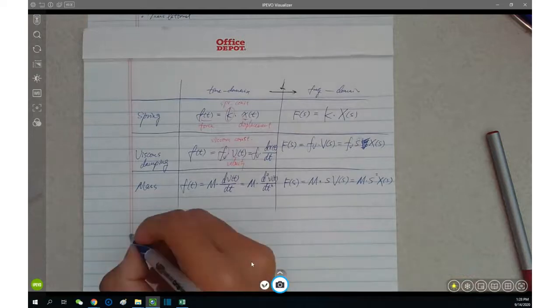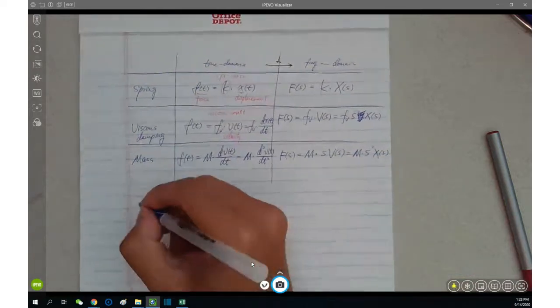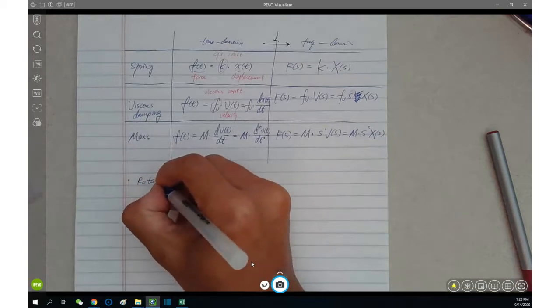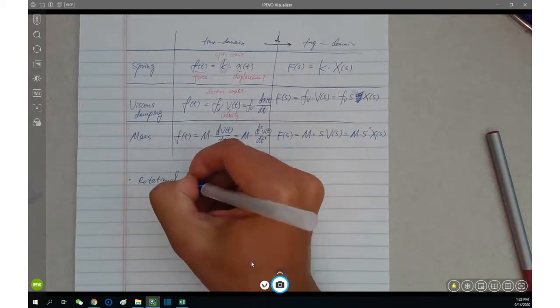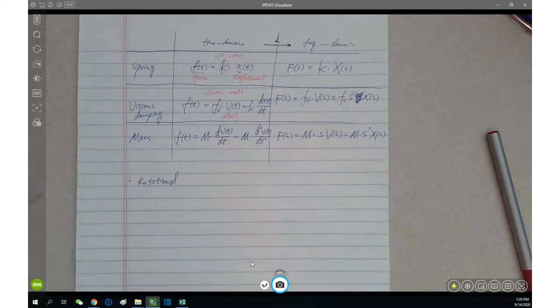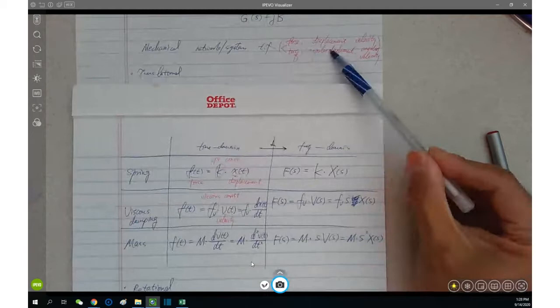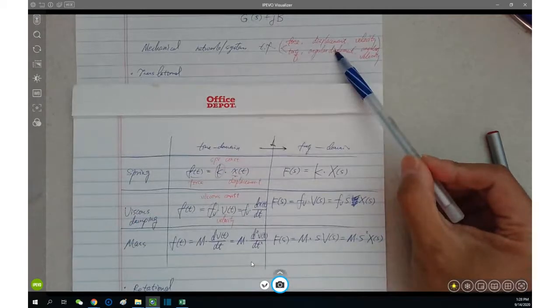Let's talk about the rotational system. Same thing we're going to do. Once again, recalling what we're going to study: these three things, torque, angular displacement, and angular velocity.